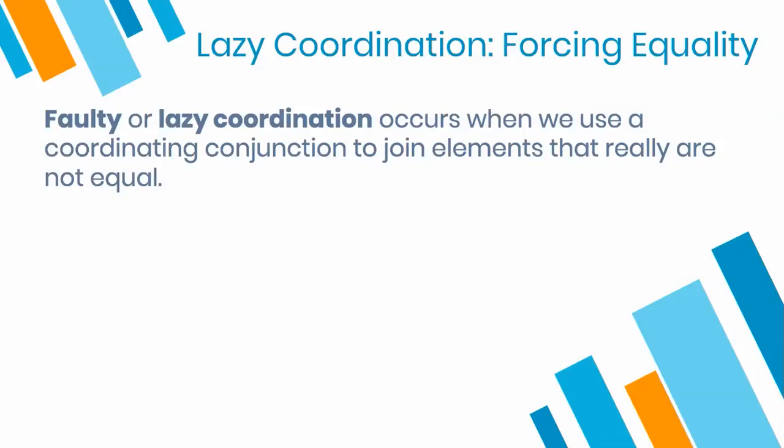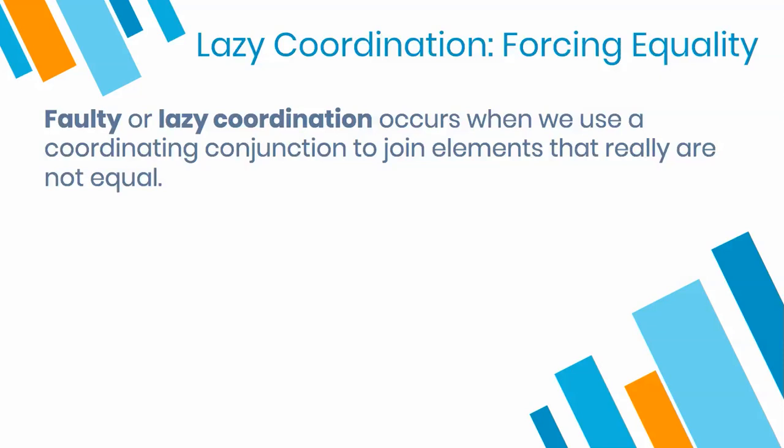So when should we not coordinate? Some people or textbooks will call it faulty coordination. I call it lazy coordination. And this is because I think we tend to overuse coordinating conjunctions. We have several ideas, several thoughts, and in our minds, one just follows the next. So we go for the easiest relationship that we can think of, and that's usually and, maybe but.